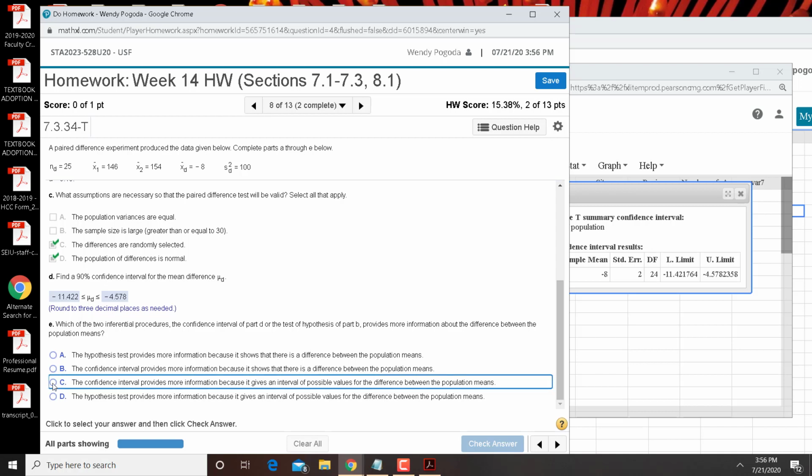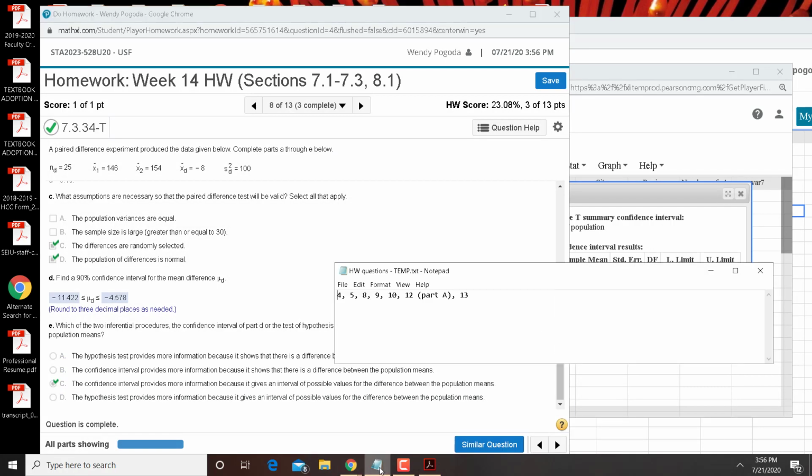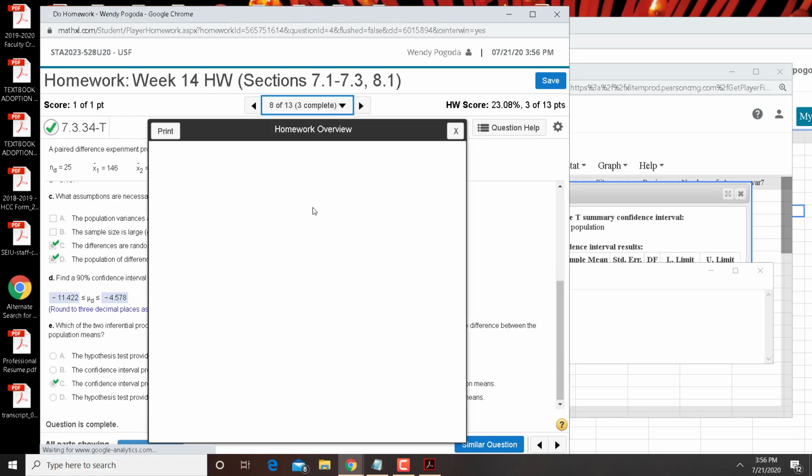there we go. So this would be, for me, option C. The confidence interval provides more information because it gives an interval of possible values for those differences. All right, perfect. Next question that I have planned for us to do is number 9.